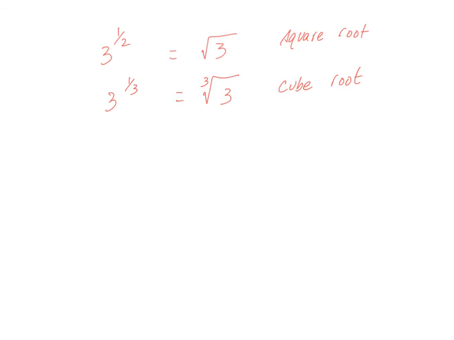Lastly, if we have a fractional exponent, so if we had 3 exponent 1/2, this translates to being the square root of 3. Similarly, if you have 3 exponent 1/3, this translates as the cube root. So this is the square root. This is the cube root. And then if you have the 4th root, you would write it this way.